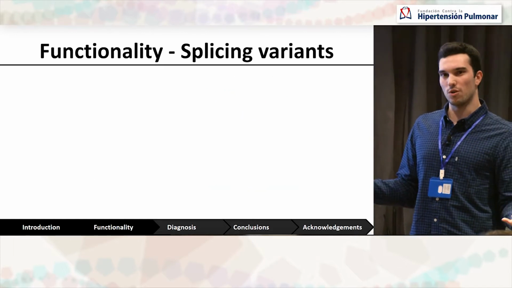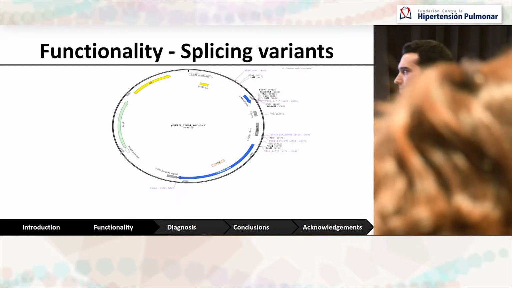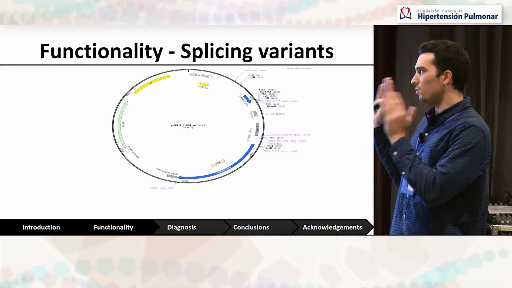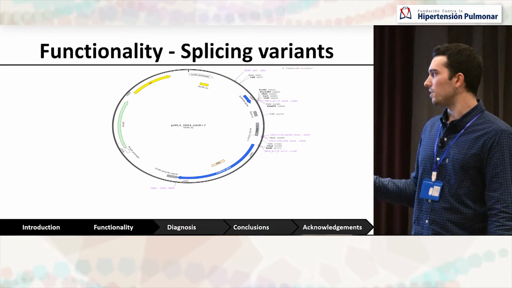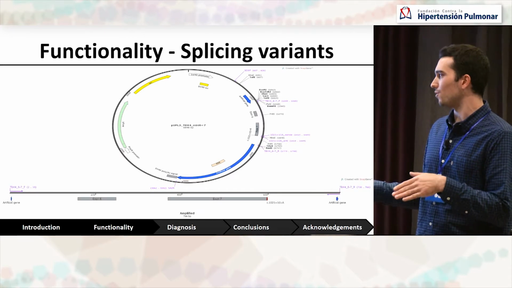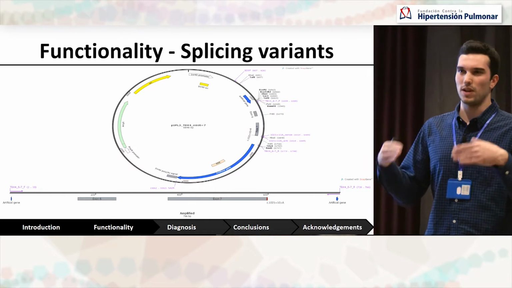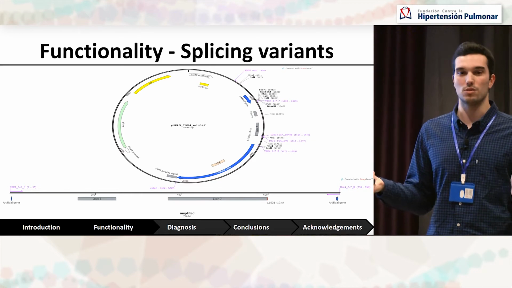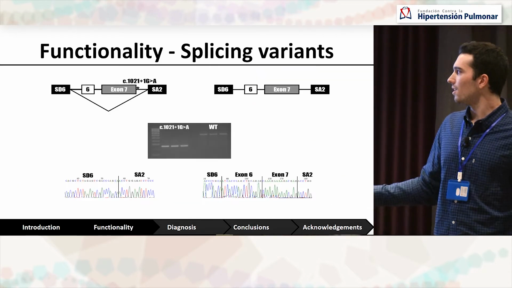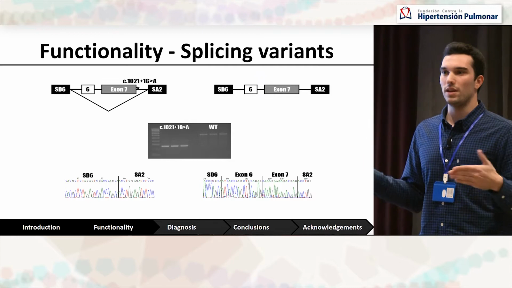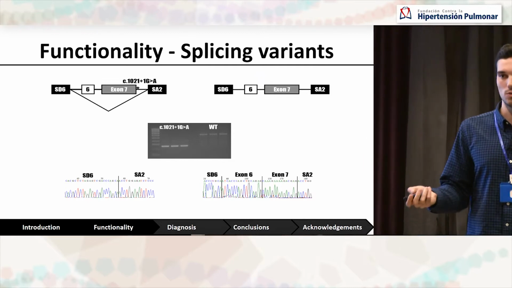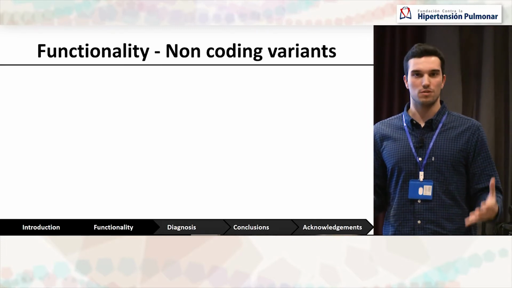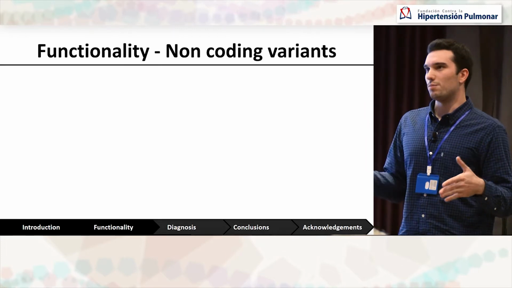But we can do way more with the pSPL3 vector, because sometimes exons are processed as packs. So when we saw this mutation in the splice site of TBX4, we thought, well, maybe the splicing affects only exon 7, or it also does it with exon 6. So we cloned it, we did the minigene, and we got a double exon skipping, which is something quite unusual.